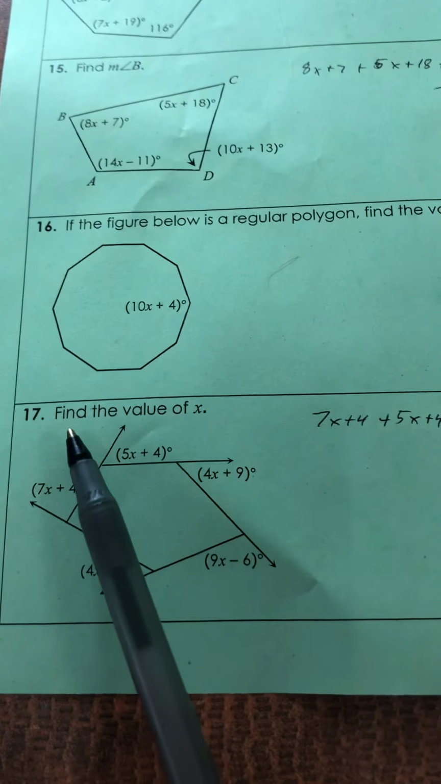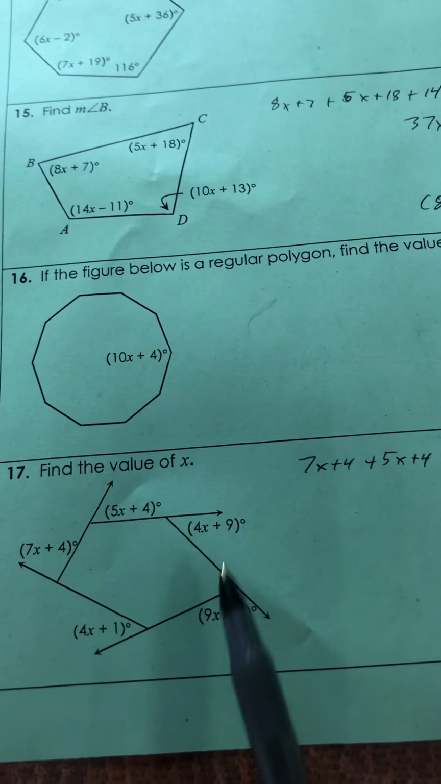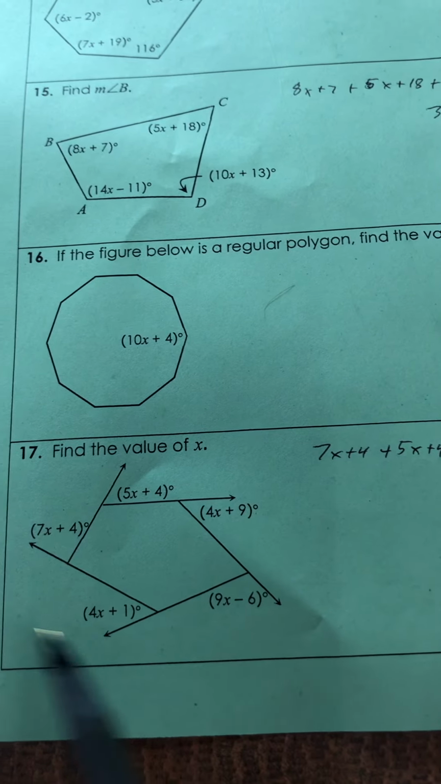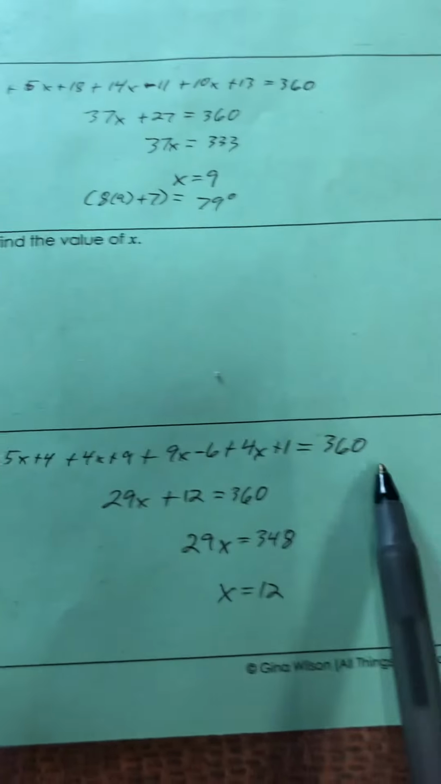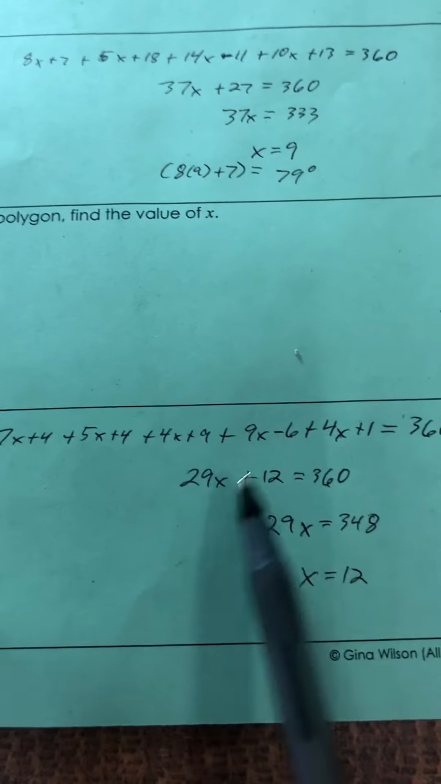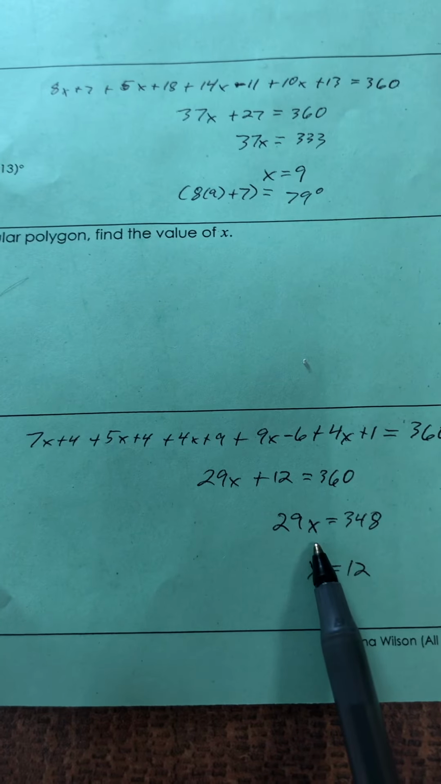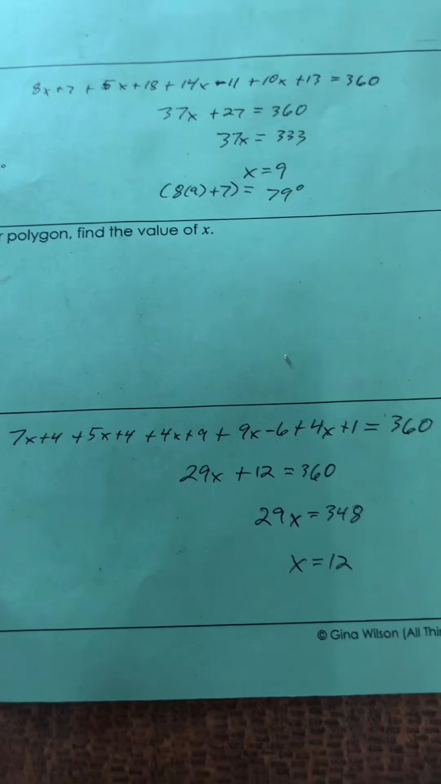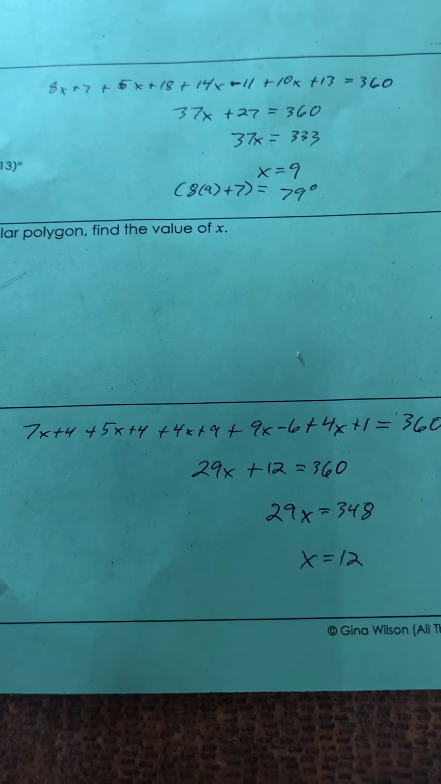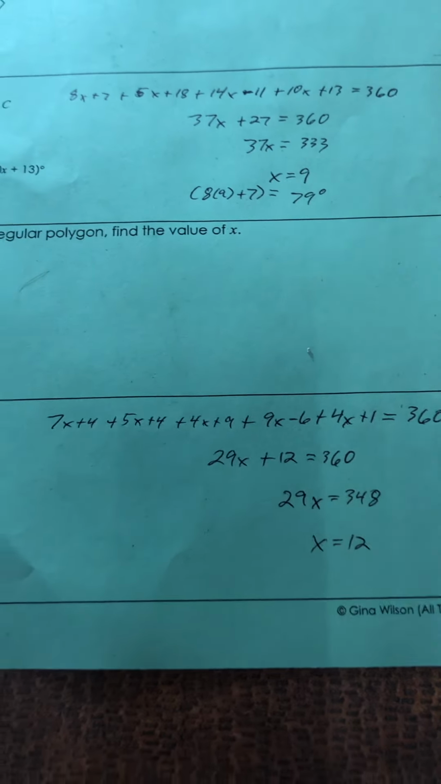Number 17, find the value of x. So you have all of these. Remember, the sum of all of the exterior angles is going to equal what? 360. So I just combine my like terms, isolate the variable, and solve for x, and I get 12. So the value of x in this is 12.